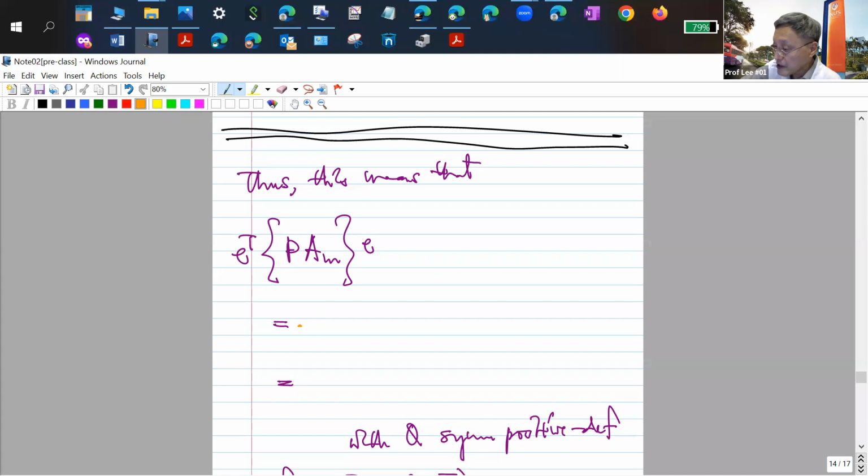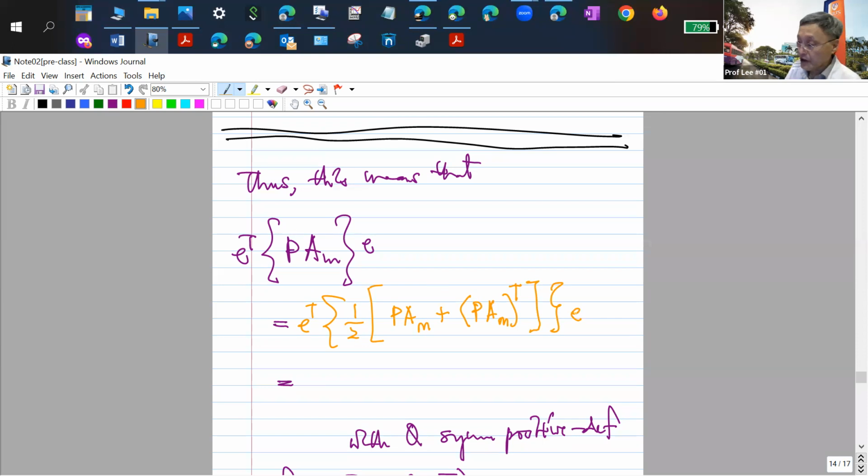It will now be E transpose, and for that M matrix in there, we just take its symmetric part. Its symmetric part will be one half of PAM plus its transpose, (PAM transpose), times E, and that will be the quadratic form, because the contribution from the anti-symmetric part does not come up at all.